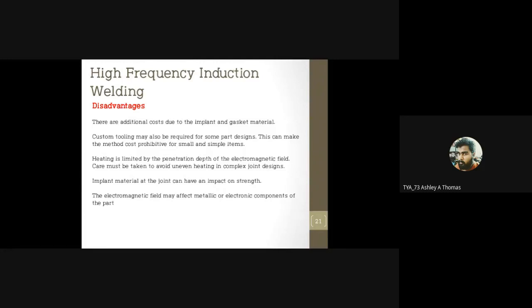Implant material at the joint can have an impact on the strength. Yes, that is possible. As I told, it will have a side effect on the properties of the joint, and obviously it will affect the strength of the joint. Because there is no other single process where we are using a different material implant. Here is the only one. This is the process where we are using the implant.